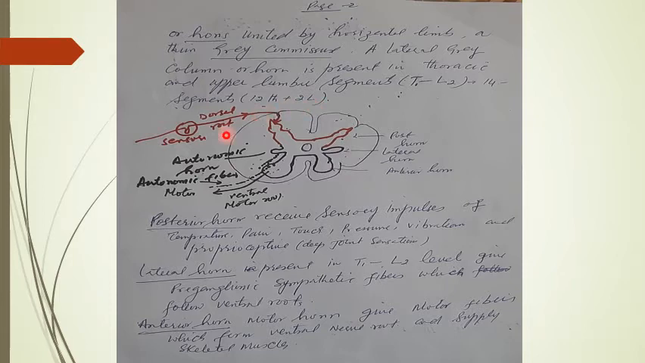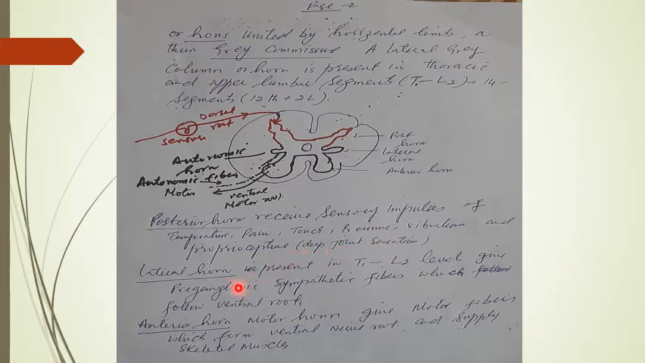The dorsal root, which is the sensory root, enters the dorsal horn. The lateral horn is autonomic, and the anterior horn gives the ventral root or motor root. The posterior horn receives sensory impulses of what? Temperature, pain, touch, pressure, vibration, and proprioceptive, deep joint sensation.